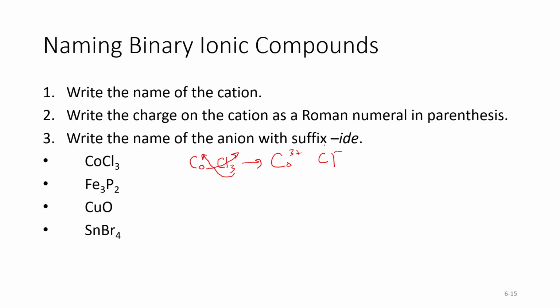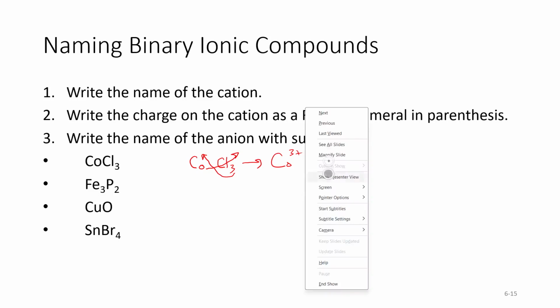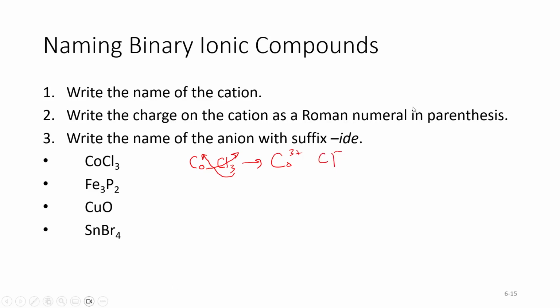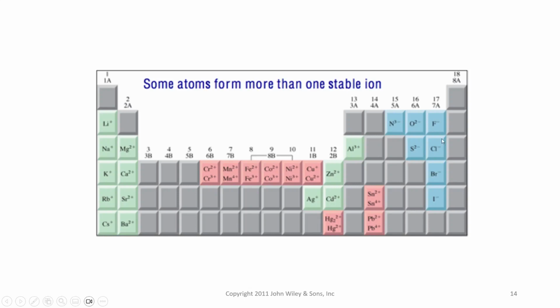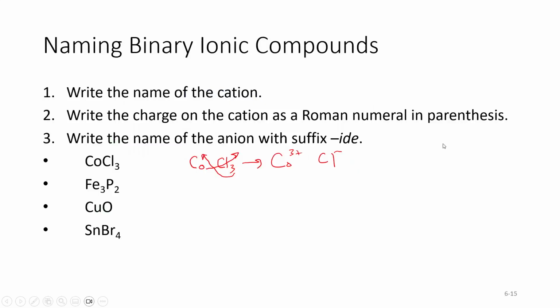Now we look at this and see if it makes sense. When we flipped up the charges, does chlorine in its ionic form, chloride, actually have a -1 charge? Let's go here. We see chloride is -1, so that's the true charge of chloride. So this would be the true charge of cobalt. To name this one, it would be cobalt(III) chloride.